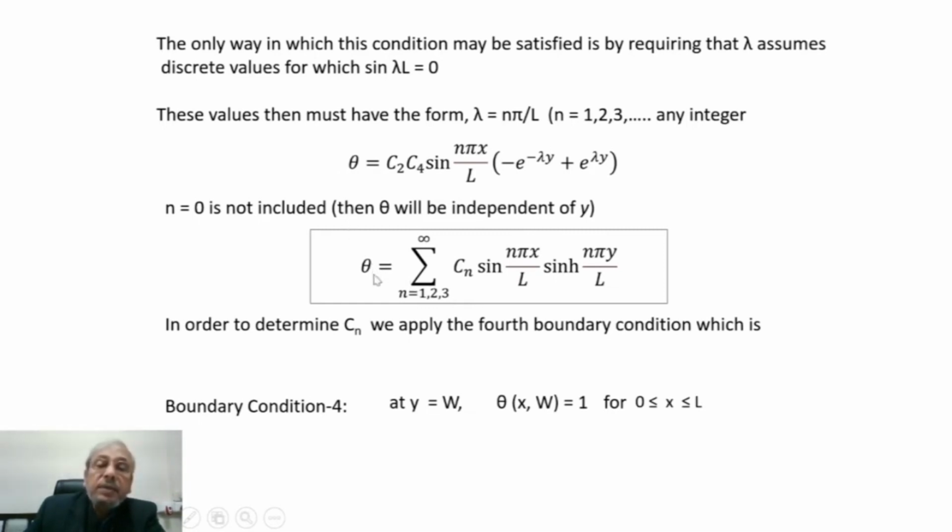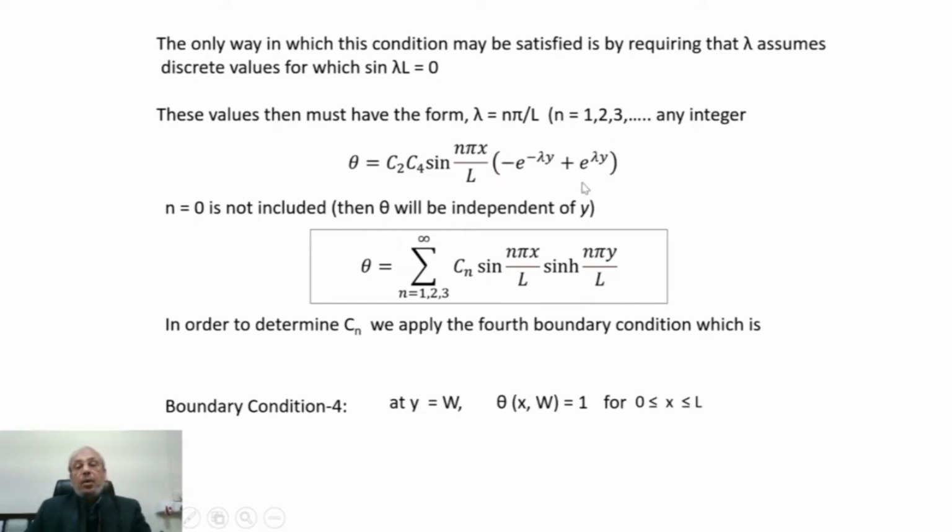So theta is given by, then we can write n equal to 1, 2, 3 up to infinity, the series, any integer. C2, C4, etc. are clubbed into Cn, and then sine n pi x by L into sine hyperbolic, because this part will be sine hyperbolic n pi y by L.